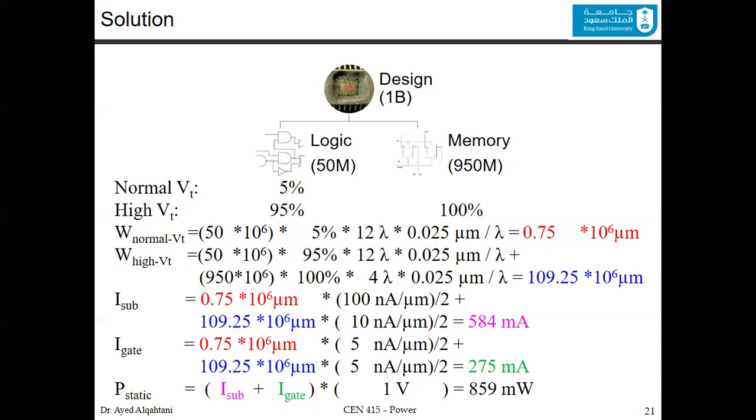Now for the width in the high V threshold, we have two situations, the 95% and the 100%. So we have 95% for the logic. That's 50 times 10 to the power of 6 times 95% times 12 times 0.05. For the 950, which is the memory, it's 950 times 10 to the power of 6 times 100%, because they are 100% high V threshold, times 4 lambda times 0.025. And from this calculation, after adding those two, we get 109.25 times 10 to the power of 6 micrometer.